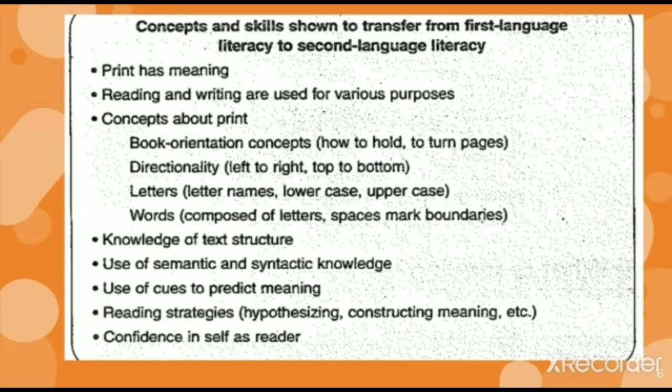And then concepts about print, such as book orientation concept, how to hold and to turn pages, cara memegang, membalik halaman, and then directionality, left to right, top to bottom, arah kiri ke kanan, atas ke bawah, and then letters, nama huruf, huruf kecil, huruf besar, and words, terdiri dari huruf, space marks boundaries, and then knowledge of the text structure, and then use of semantic and syntactic knowledge, pembelajaran tentang makna, and then use of cues to predict meaning, menggunakan isyarat untuk memprediksi makna, and then reading strategies, hipotesis atau jawaban sementara, constructing meaning, membangun makna, and the last is, sebagai pembaca harus percaya diri.